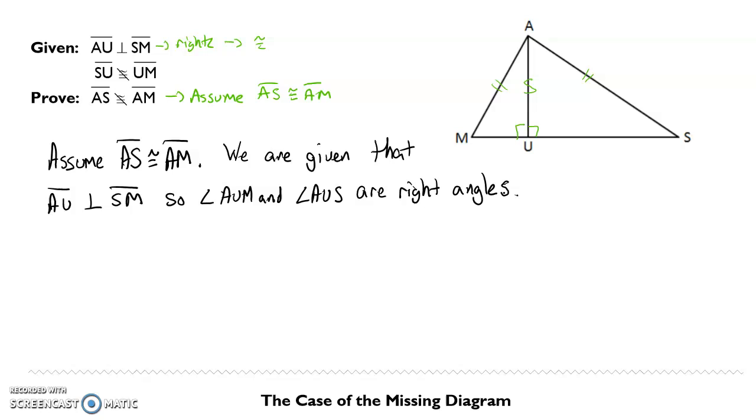Now, my next sentence, I'm going to say, we were given, so it's kind of my reason first, that segment AU is perpendicular to segment SM, so angle AUM and angle AUS are right angles. I don't need to state that they're congruent, because remember I said HL congruence. So now that I have them as right angles, I'm going to state I have two congruent statements, or a congruent statement and right angles. I'm going to now state that I have the reflexive property.